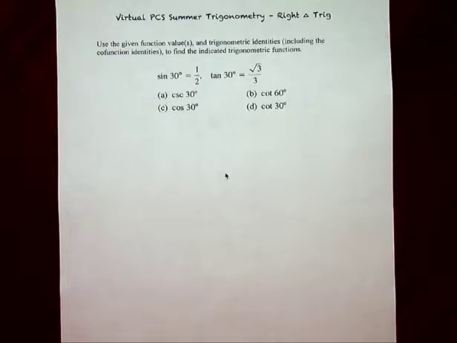We're going to go ahead and get started on some practice problems for this subunit of right triangle trigonometry. The instructions given for this particular problem are: use the given function values and trigonometric identities, including cofunction identities, to find the indicated trigonometric functions. Okay, so we know that 30 degrees is a unit circle value.